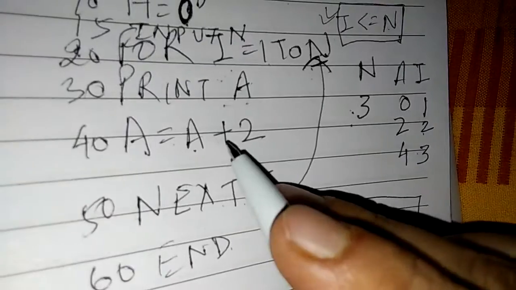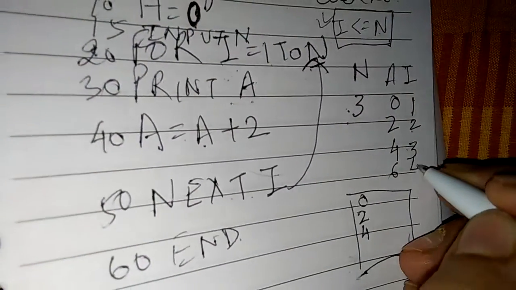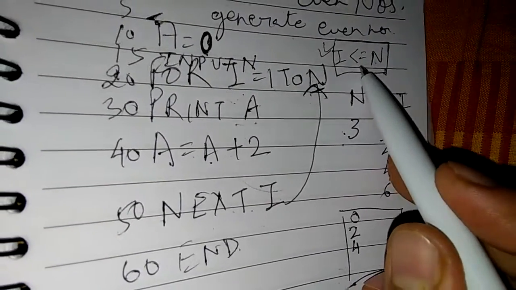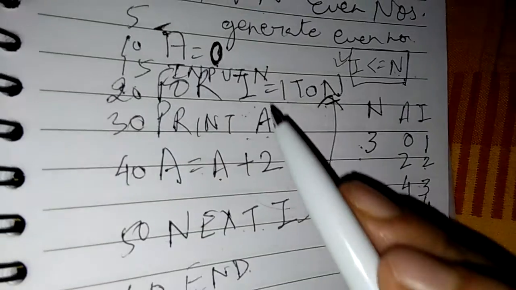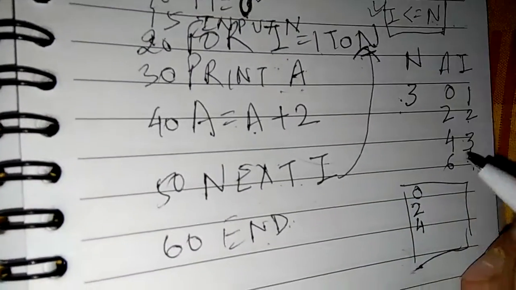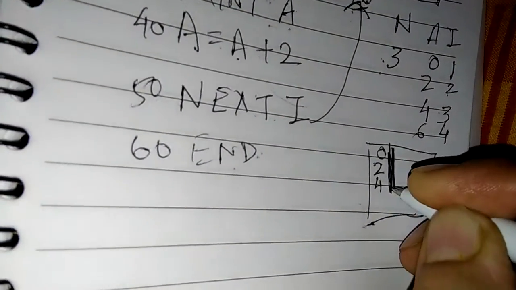a is 4 now, and a will be increased to 6. Now i will be increased to 4, and now because this condition will become false, 4 is less than or equal to 3 is false, this for loop will terminate and the program will end. So you can see we have got the output of the first 3 even numbers.